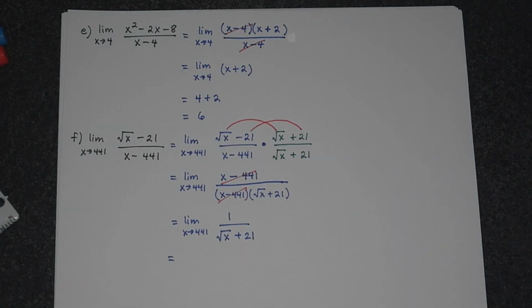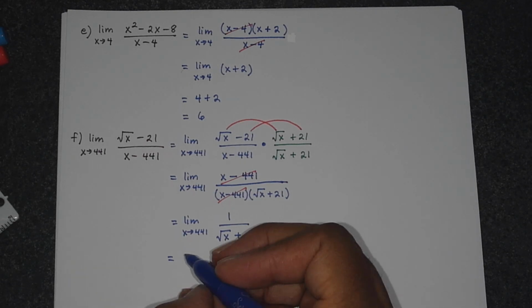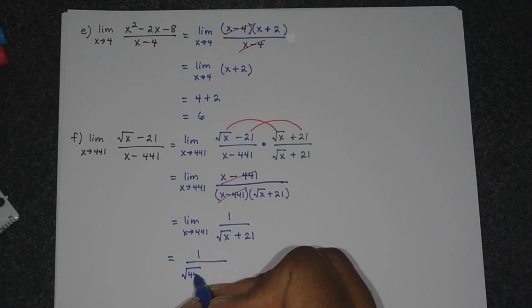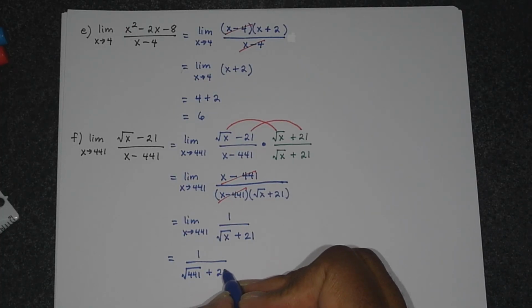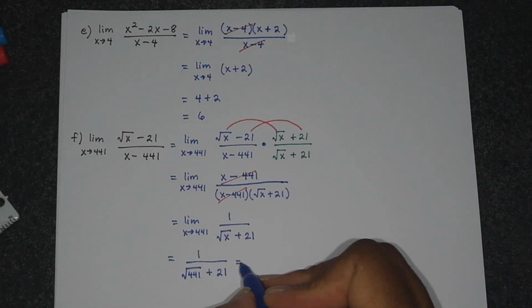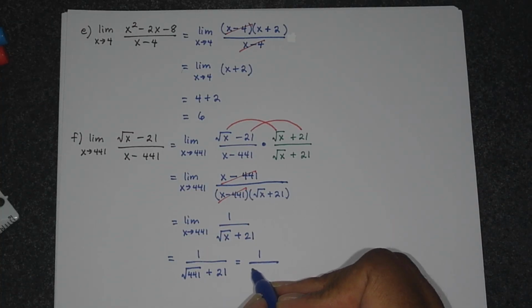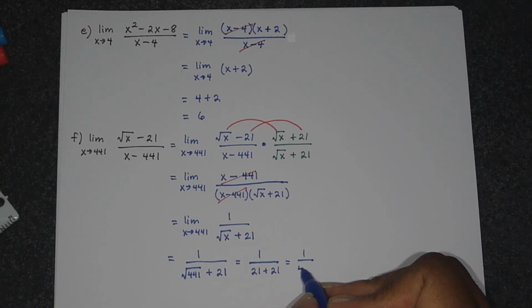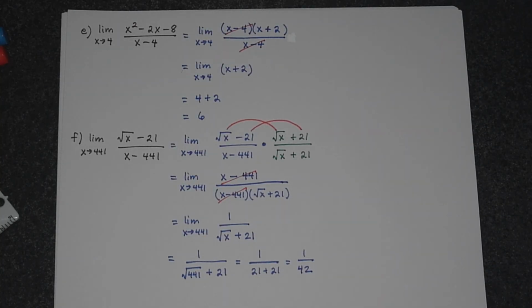Now we can take the limit by doing direct substitution because we're not going to get a 0 in the denominator. So this will be 1 over square root of x, which is 441, plus 21. And what's the square root of 441? 21. And 21 plus another 21 would give us 42. So it'll be 1 over 42. So the limit as x approaches 441 of the square root of x minus 21 divided by x minus 441 will be 1 over 42.